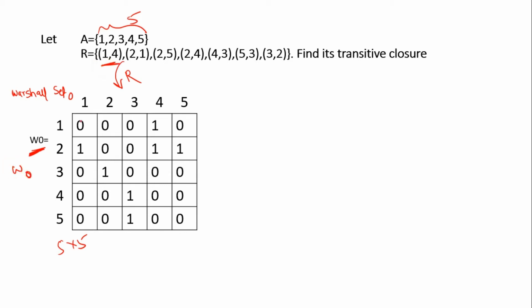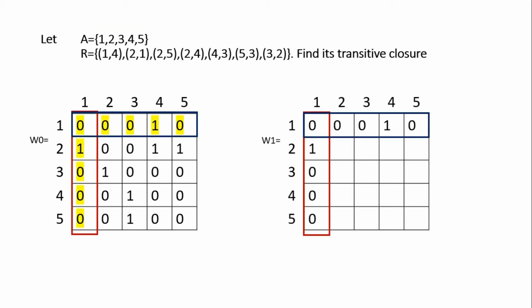Depending on whether the 1, 4 pair is present, this entry will be 1. If the 2, 1 pair is present, this will be kept as 1, and so on. How do we calculate each set of the Warshall algorithm, each Warshall set?